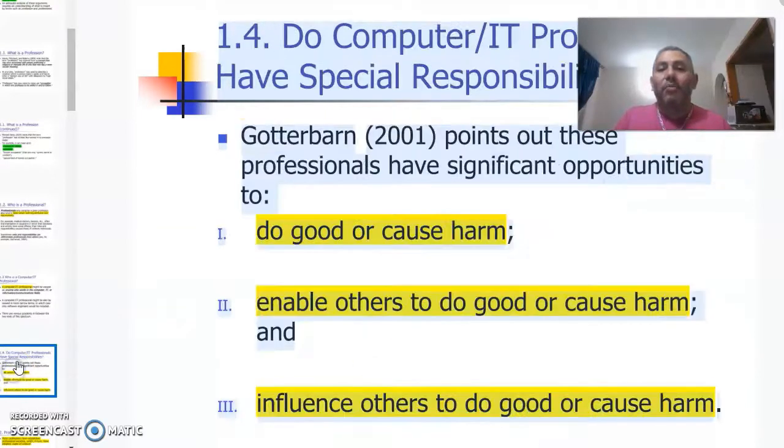Okay, let's continue. Now, why is it important to talk about the responsibilities of computer and IT professionals? Well, because number one, any person who can use a computer, information and technology devices, websites, or the internet can do good or cause harm, or can enable others to do good or to cause harm, or can influence others to do good or to cause harm.